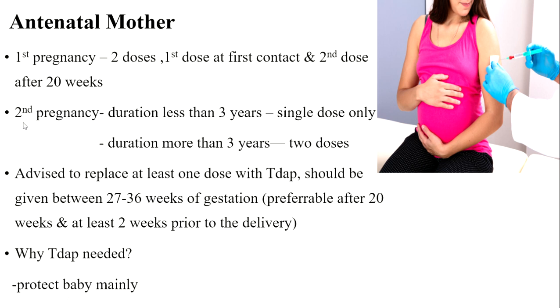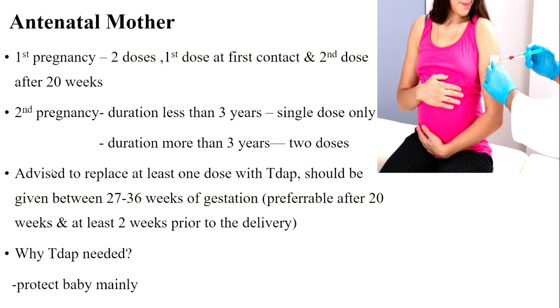And if the mother comes for a subsequent pregnancy, like second or third pregnancy, then we should see the gap between the current pregnancy and the previous pregnancy. If the gap is less than 3 years, then only 1 dose of injection TT is sufficient, and if the gap is more than 3 years, then 2 doses of tetanus toxoid containing vaccines are recommended as shown above.